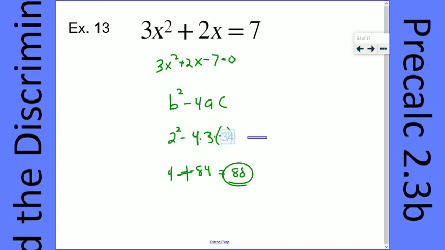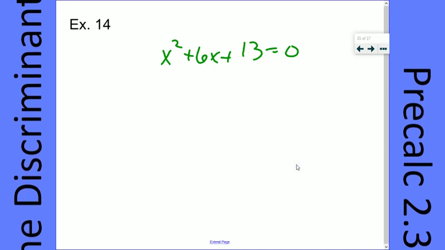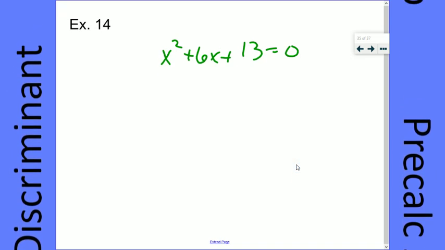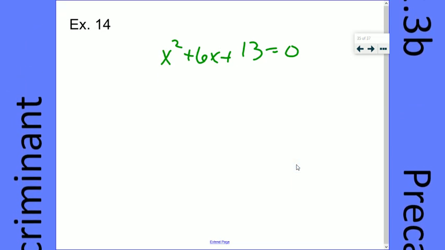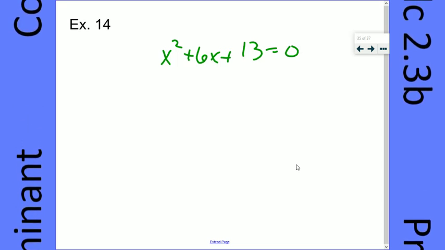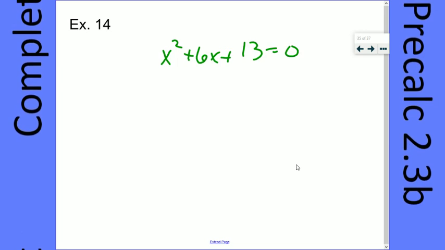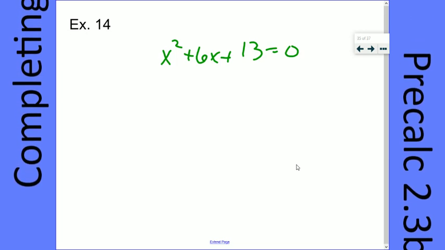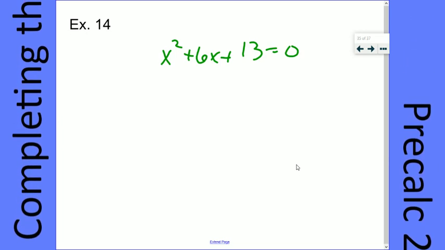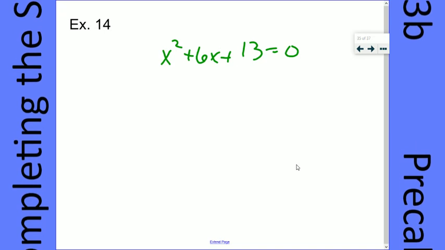Okay? So take a look at this one. Give this one a shot on your own. How many real number solutions are you going to get? I don't need to know what those are. In fact, you've already calculated them. But how many real number solutions do you get for this guy? Give the video a pause, and I'll be back in a minute.